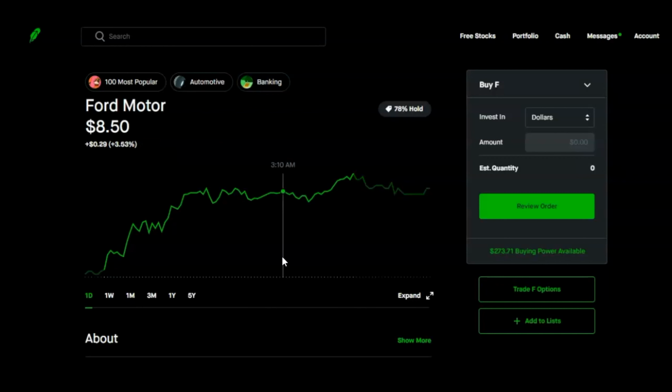How to trade options on Robinhood for beginners. Okay guys, so in this tutorial we're going to talk about trading options on the Robinhood platform.